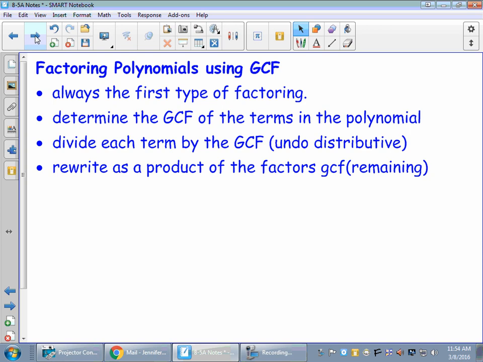So you're going to determine the GCF. You're going to divide each term by the GCF because if we distributed, that's multiplication, we're undoing the distributive property. So the undoing of multiplication is division. And then you rewrite as a product. So all of your answers are going to be a term on the outside times a parentheses. It's a lot easier just to try it than to talk about it. So here we go.